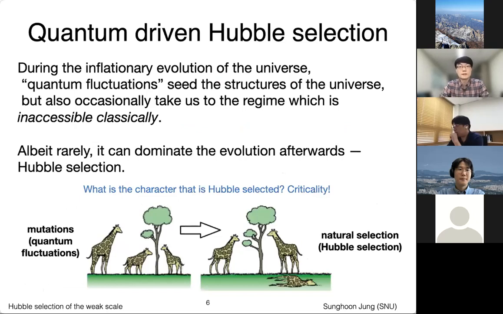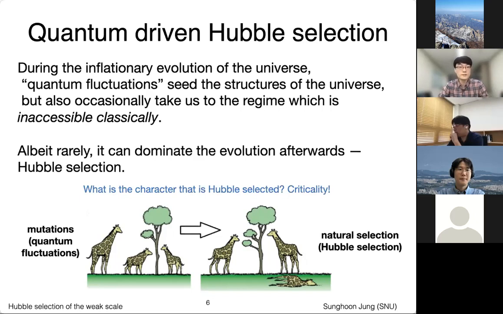There might be various answers. I don't know many of them, but the mechanism I'm going to use today is the so-called quantum-driven Hubble selection. During the inflationary evolution of the universe, quantum fluctuations become an essential part, and they seed the structure of the universe, as we all know. If there were no quantum fluctuations, our universe would have been completely uniform and isotropic, and no structures would have formed. But quantum fluctuations during inflation became stretched and classical, and they became the seed of the structure. So all the inhomogeneities that we see are basically due to the quantum fluctuations during inflation.